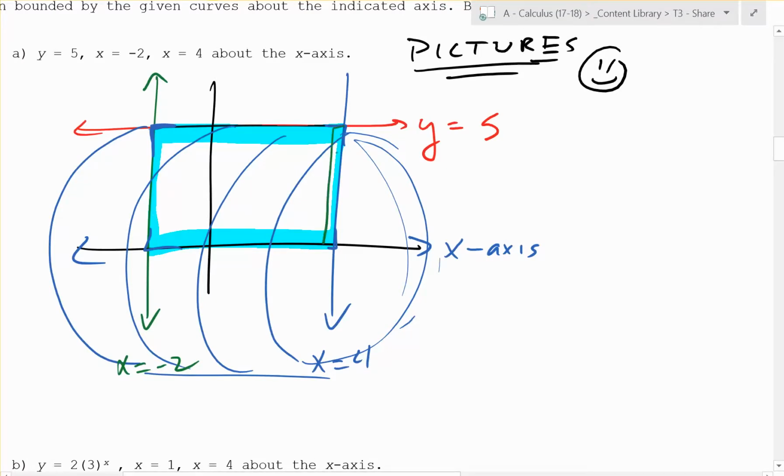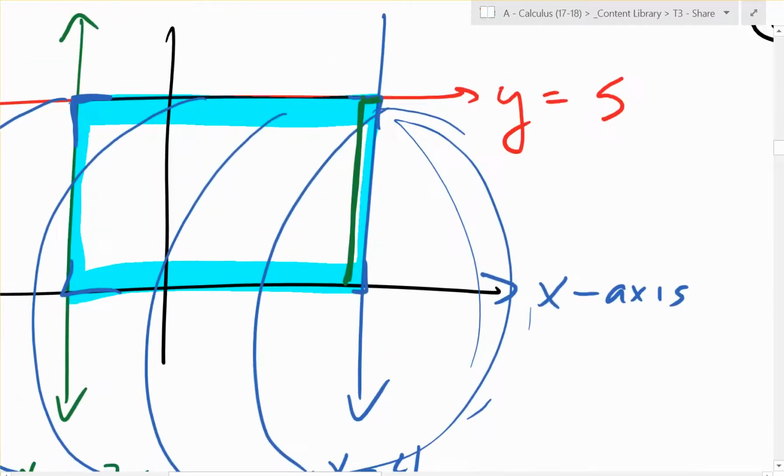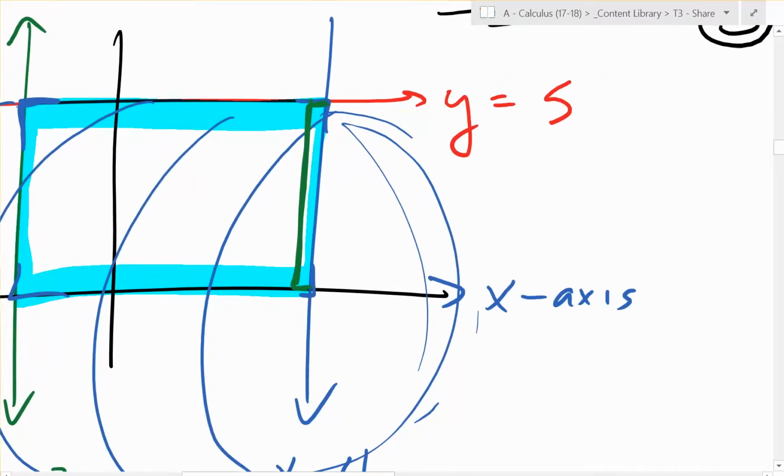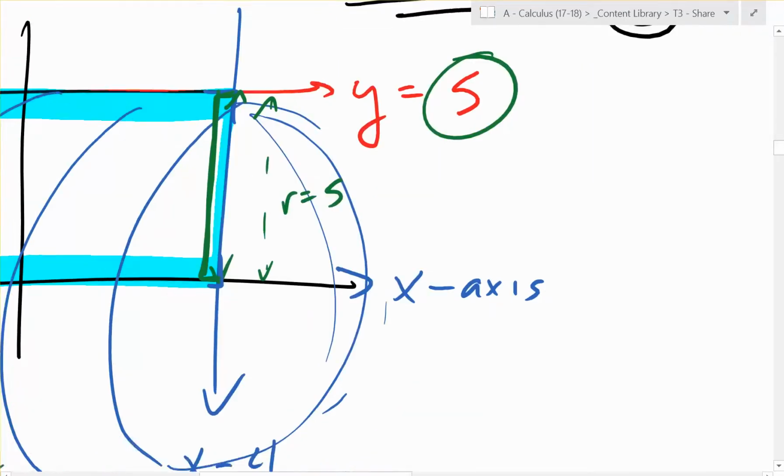Let's say we took this rectangle right here. See this green rectangle? I'll zoom in a little bit. There's that rectangle. So this distance right here, this radius, is always equal to 5 because this is set right there.